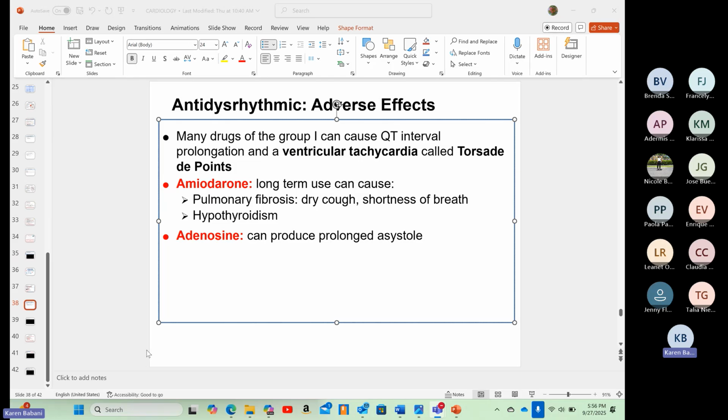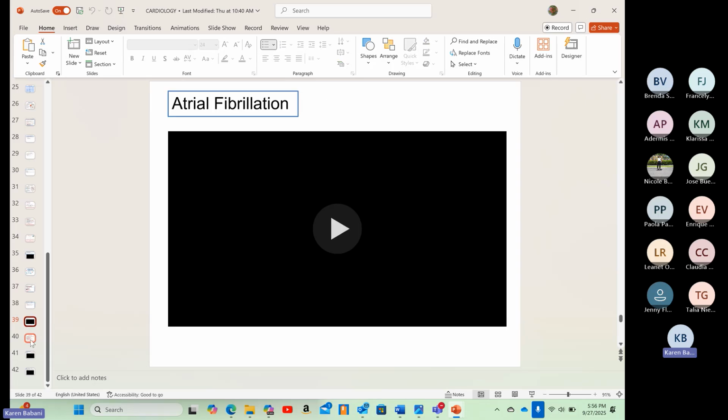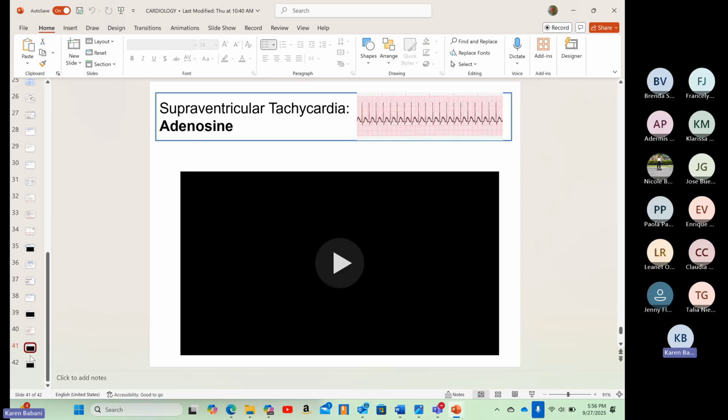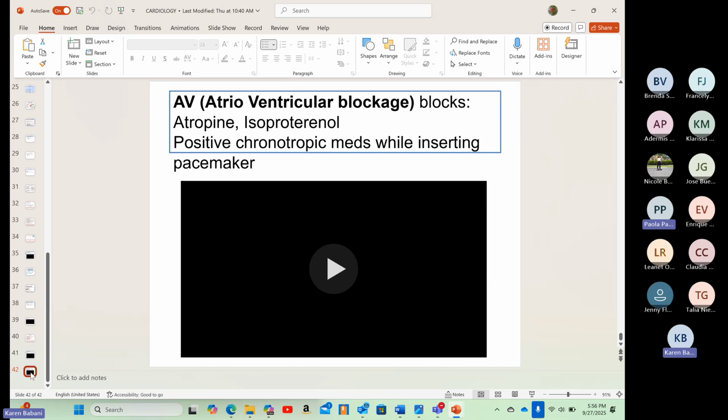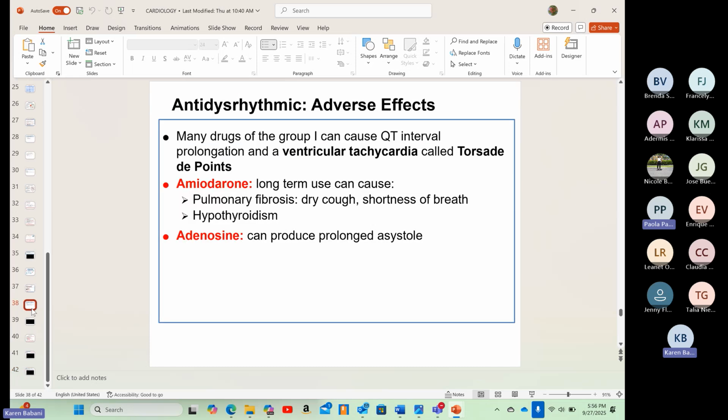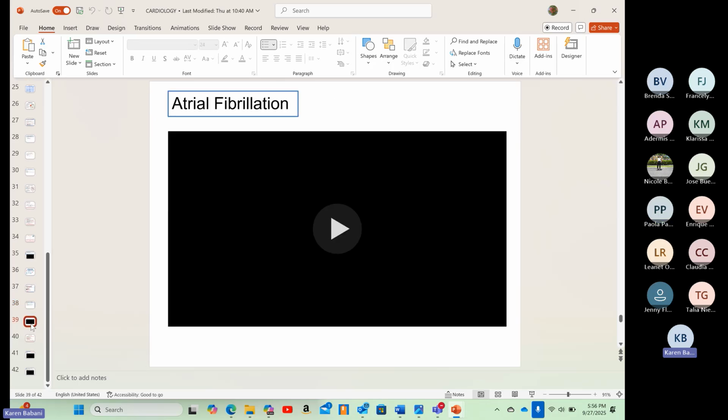Now, when it comes to adenosine, let me see if I put the video of the adenosine. Yes, I did. Professor, which one is the one that does hypothyroidism? The adenosine? Amiodarone. Oh, the amiodarone. Okay. Amiodarone: important for fibrosis and hypothyroidism.